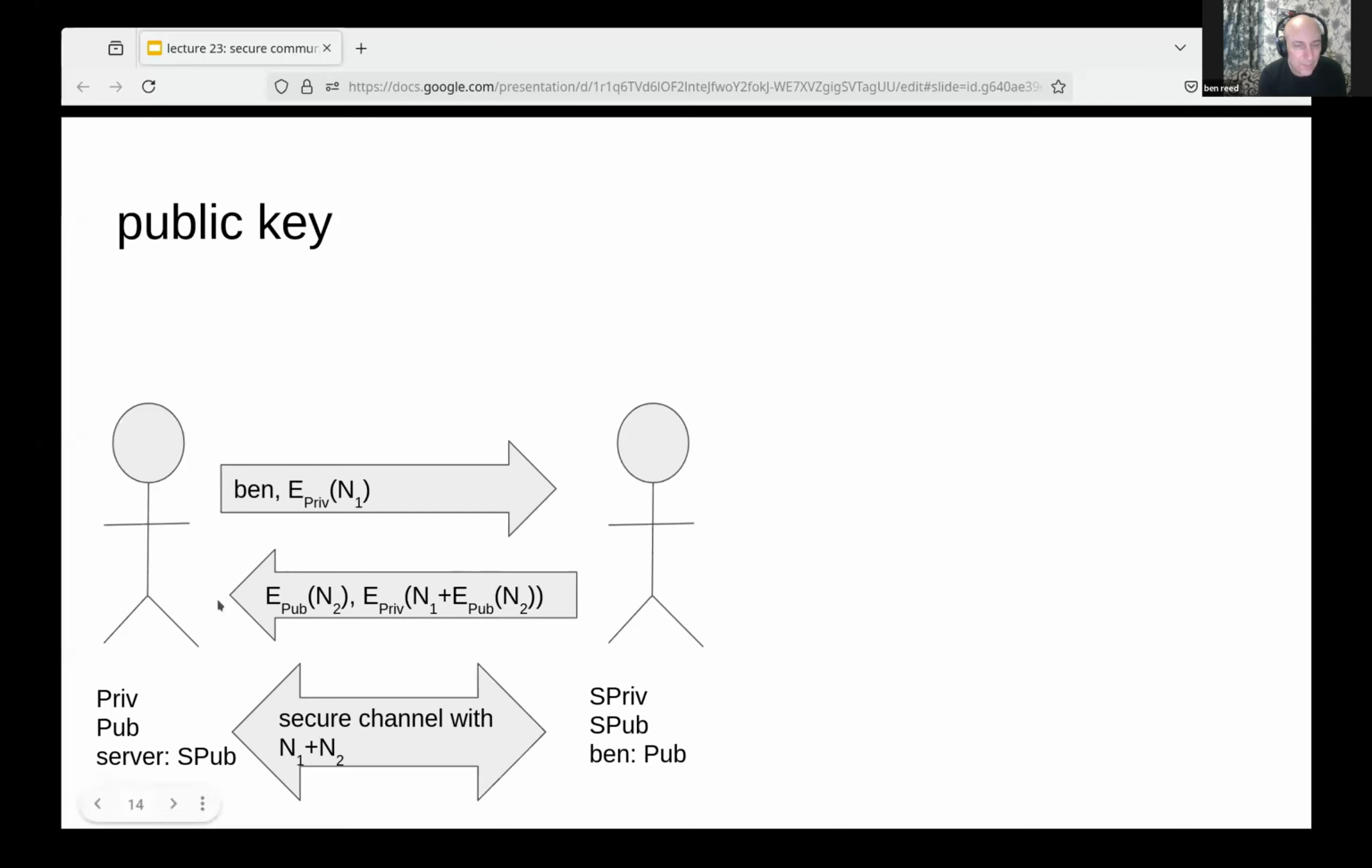So when I receive that second message, I know that second message came from the server because it's signed with the private key of that server. So now in this case, when we talk on this secure channel using N1 plus N2, each side knows who the other side is talking to because of these signatures. Okay?